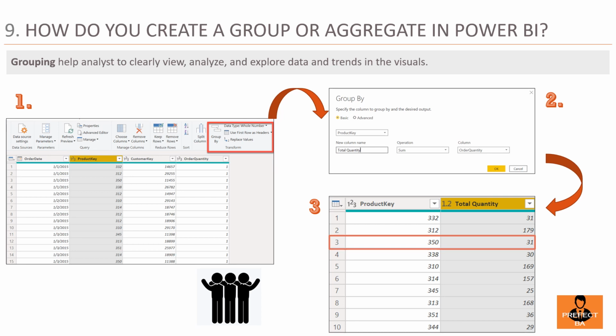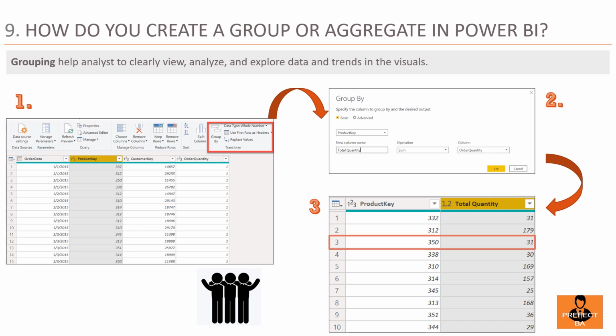Grouping helps analysts to clearly view, analyze, and explore data and trends in the visuals. The steps followed for grouping are as follows. Step 1. Select the product key column in the table, the basis on which grouping needs to be done so that total quantity can be calculated. Step 2. Click on Group by functionality, and once the dialog box opens, select the product key column from the drop-down. Write down the name of the newly calculated column.